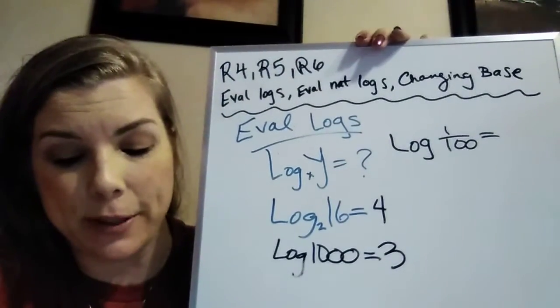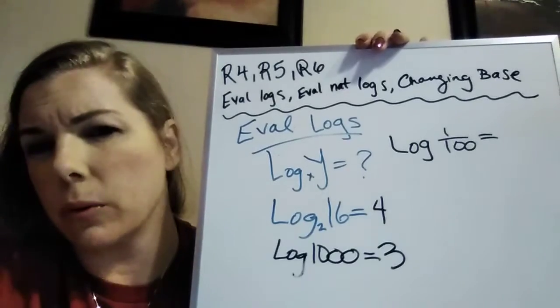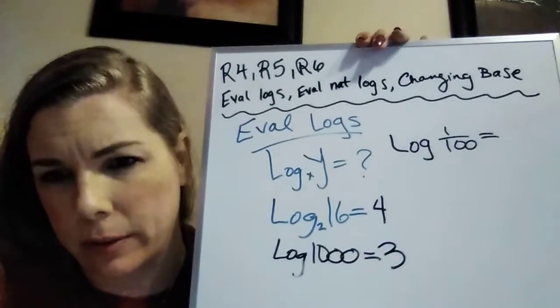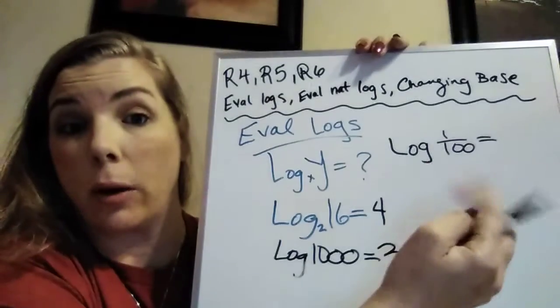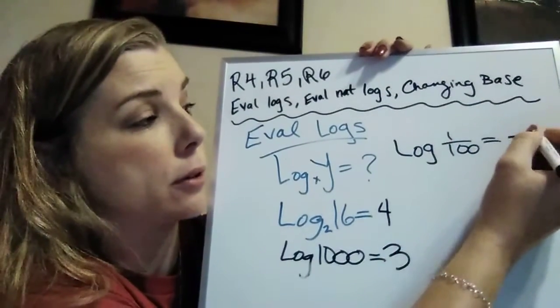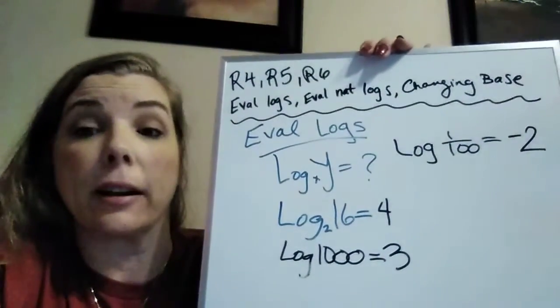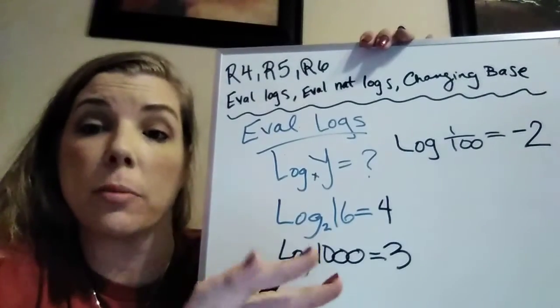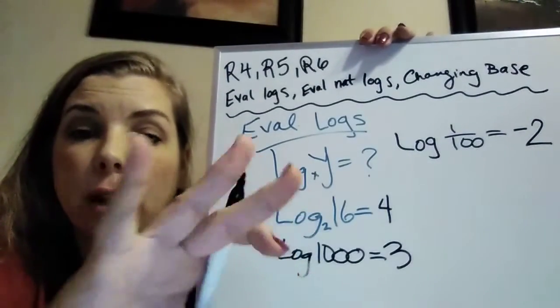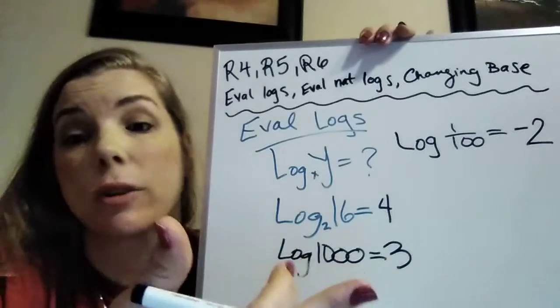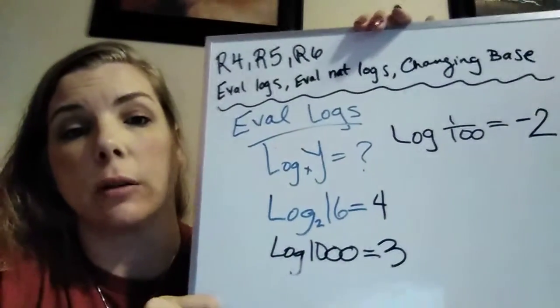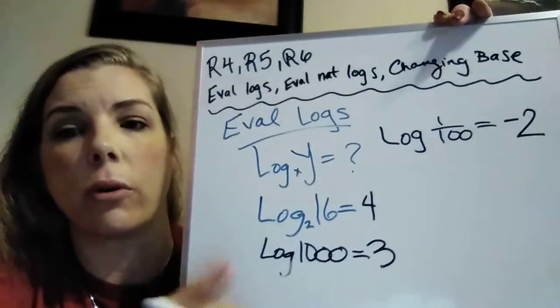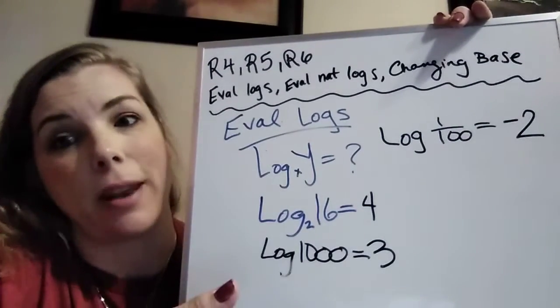So 10 to the power of 2 is 100. How am I going to get a fraction? Well, in order to make it work with a fraction, you're going to put a negative 2. So your answer is just negative 2. Remember, when you have negatives and fractions, that means you're doing the reciprocal. You have to remember all those rules from before in order to be successful now.